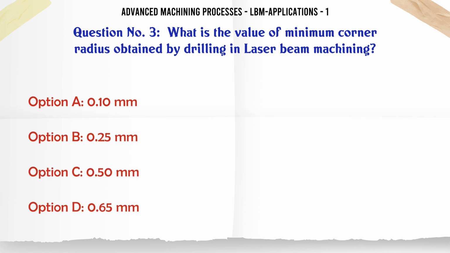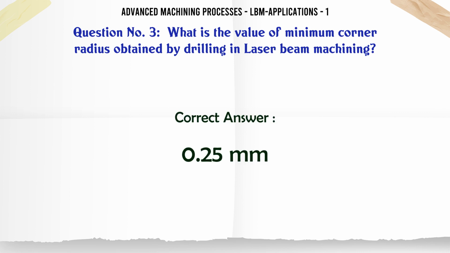What is the value of minimum corner radius obtained by drilling in laser beam machining? A. 0.10 millimeters, B. 0.25 millimeters, C. 0.50 millimeters, D. 0.65 millimeters. The correct answer is 0.25 millimeters.